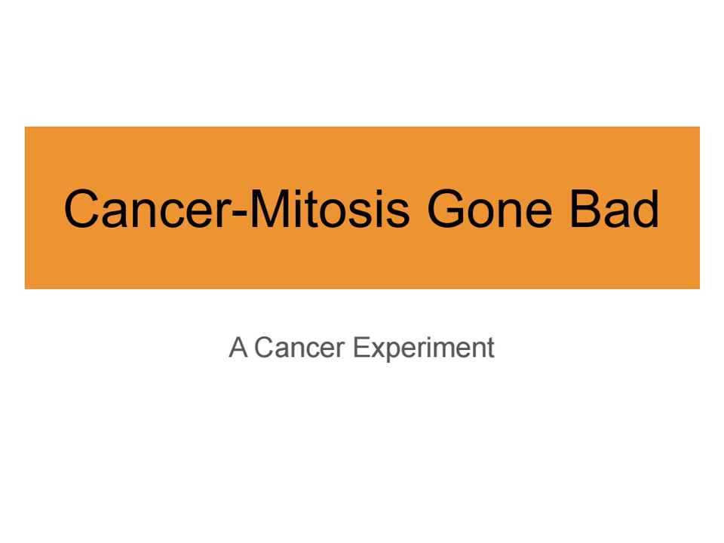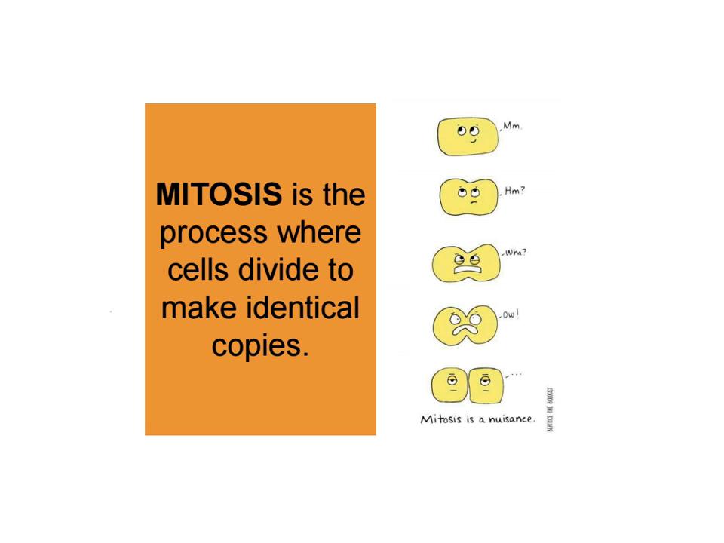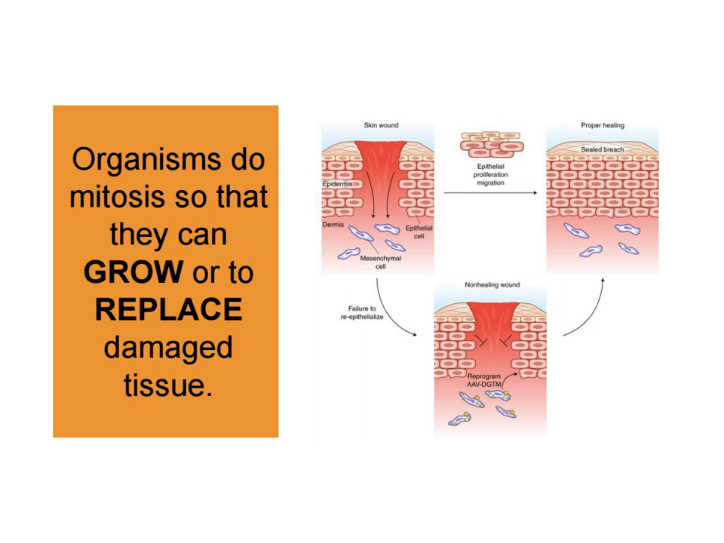Hi everyone, this video is going to go over the instructions for doing the cancer experiment, Mitosis Gone Bad. Let's start with the background, where we already know that the process for making new identical cells is called mitosis. Organisms do mitosis so that they can grow or replace damaged tissue.